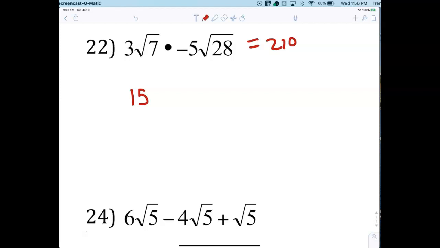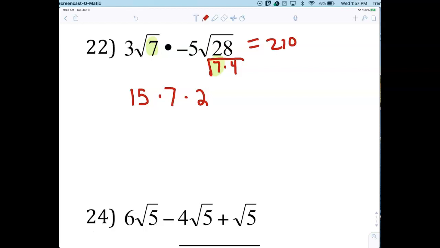I don't feel like doing 7 times 28. There is a what? Common what? 7. There's a common 7. So this over here is 7 times what? 4. Now I have a square root of 7 and a square root of 7. What is that? 7. Thank you. 7 times 2. Exactly. What's 15 times 2? 30 times 7.